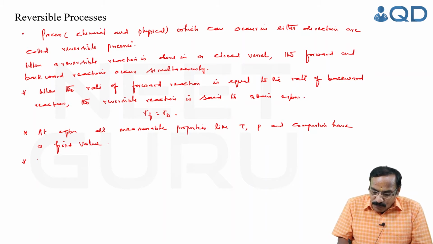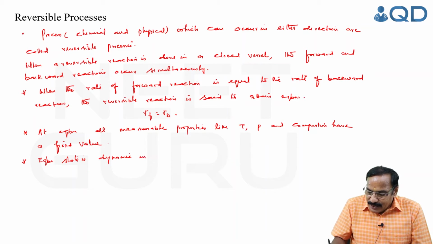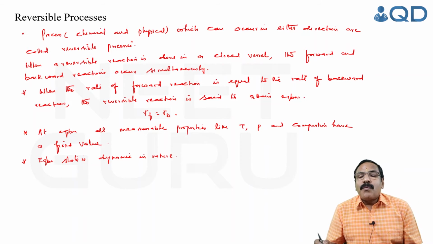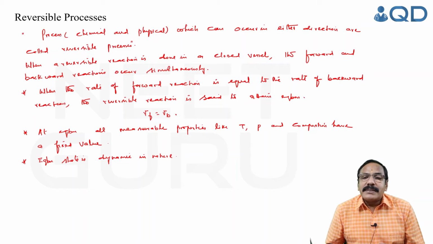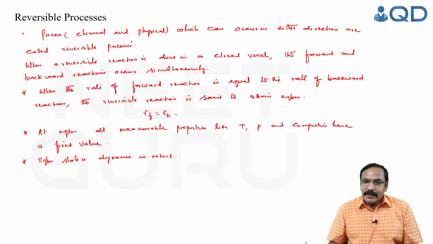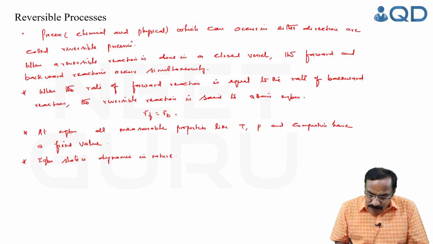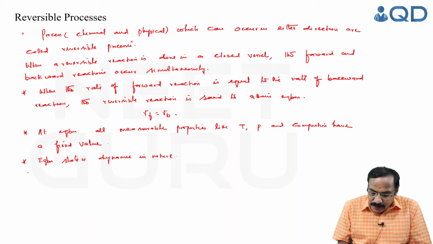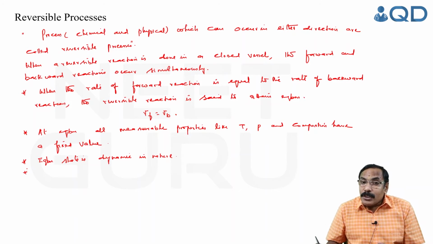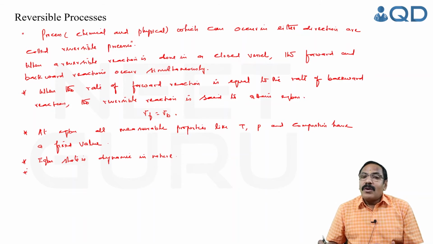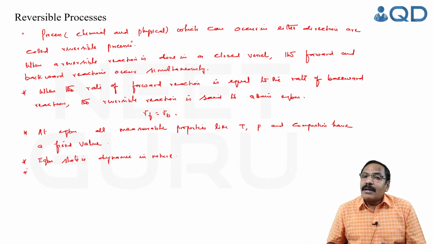Finally, equilibrium state is dynamic in nature. The only thing is, both forward and backward reactions occur at the same rate. Now, let us do a question. Before that, let me add one more point. Once equilibrium is attained, all the measurable properties I told you have fixed values.